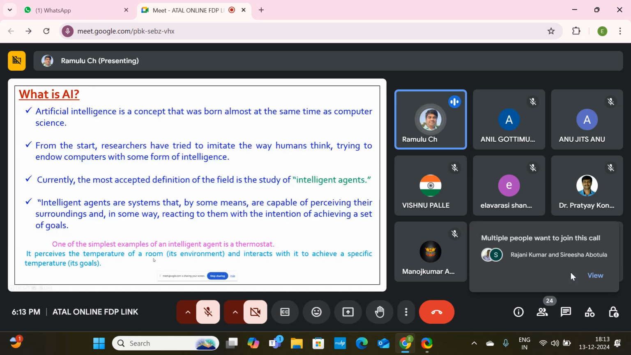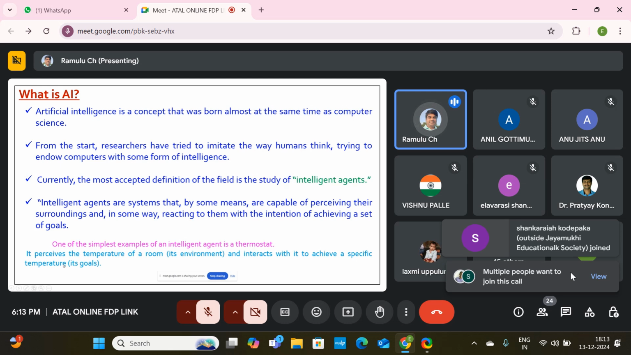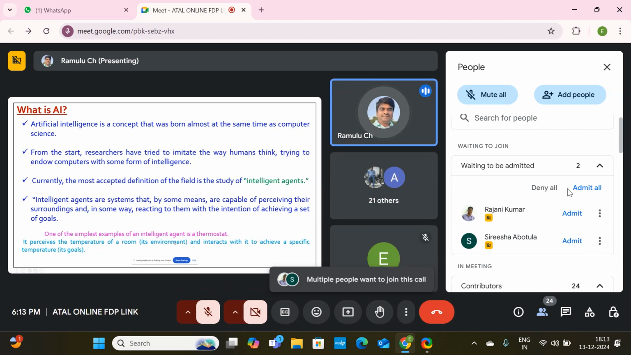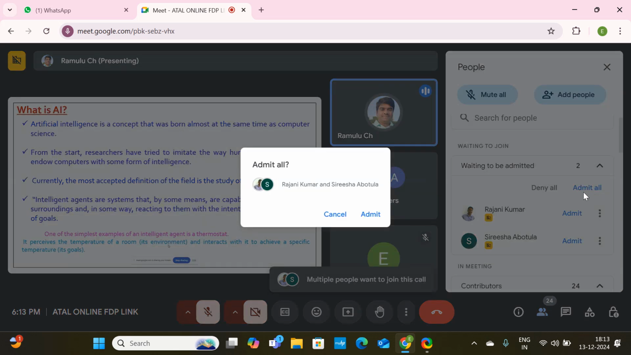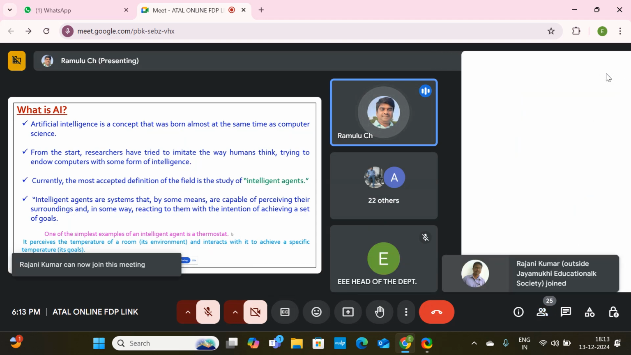It measures the temperature of a room and its environment, and it interacts with it to achieve a specific temperature. So suppose, let us say, I want a 45-degree temperature at this moment. So if you implement this thermostat with AI, then what does the AI do in this case?